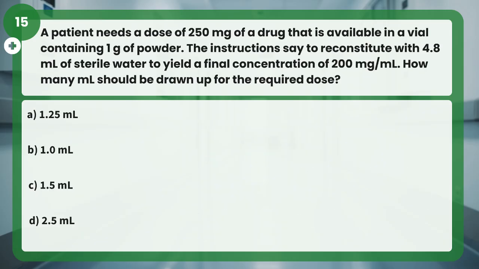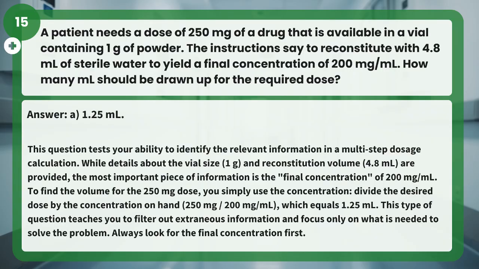Question 15. A patient needs a dose of 250 mg of a drug that is available in a vial containing 1 g of powder. The instructions say to reconstitute with 4.8 mL of sterile water to yield a final concentration of 200 mg per milliliter. How many mL should be drawn up for the required dose? A. 1.25 milliliters. B. 1 milliliter. C. 1.5 milliliters. D. 2.5 milliliters.